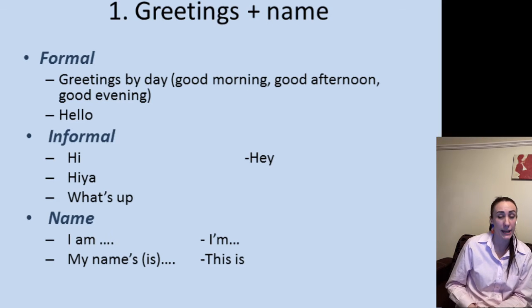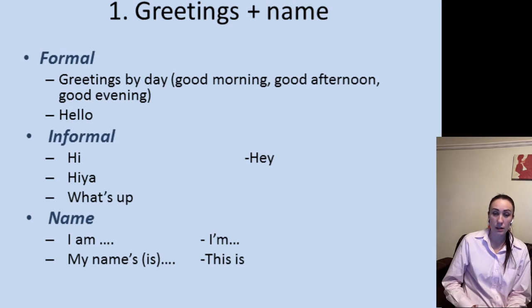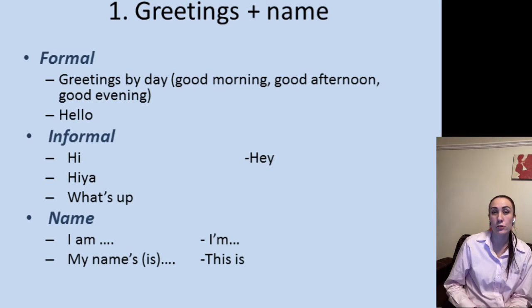How to say your name. So you could say, I am, or I am is shortened to I'm in the contracted version. So I would say, I'm Anastasia, or my name's. My name's again is a contracted form of my name is.